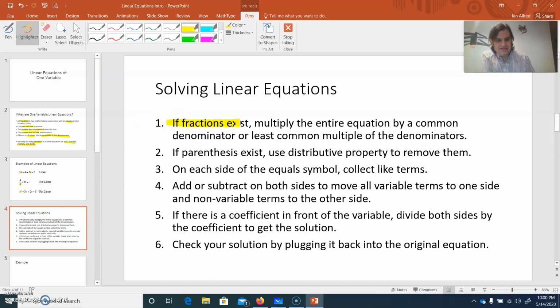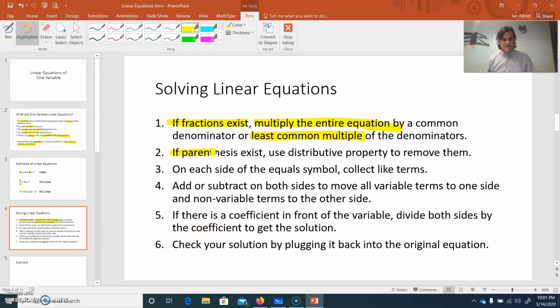If fractions exist, you'll multiply the entire equation by a common denominator, or at least a common multiple. What this does is it actually lets you get rid of fractions. I see a lot of people trying to add fractions together by making a common denominator, and then they're still working with fractions. What this first step lets you do, if you're clever, is get rid of the fractions altogether, and then you can solve your equation.